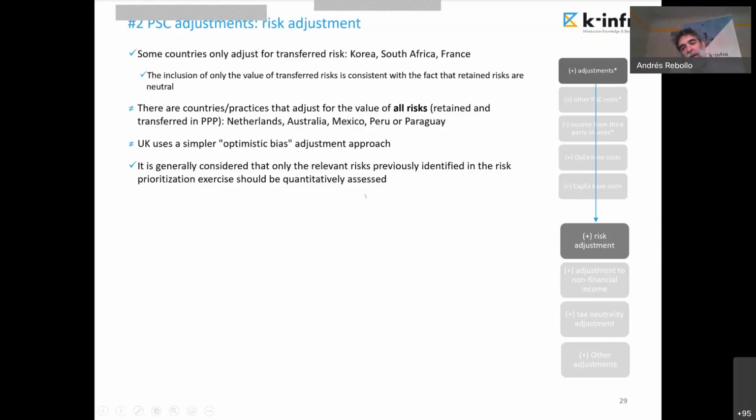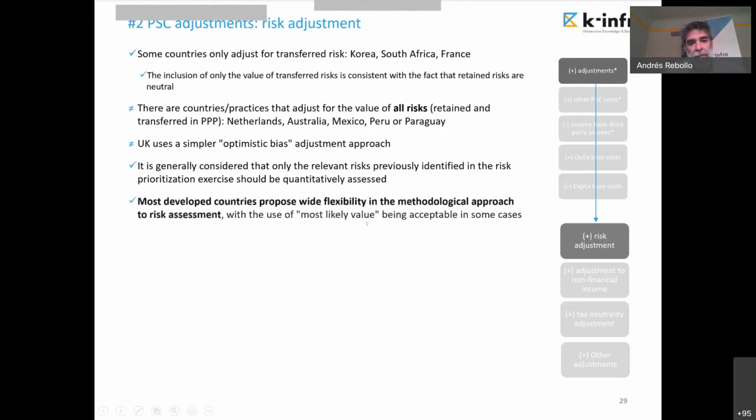But anyway, as I advised in the beginning, this course is not going to go into details about risk assessment, because it's not practical in terms of time, okay? All right, most developed countries propose wide flexibility in the methodological approach for this risk evaluation or risk assessment, including that they allow for just using the most likely value.